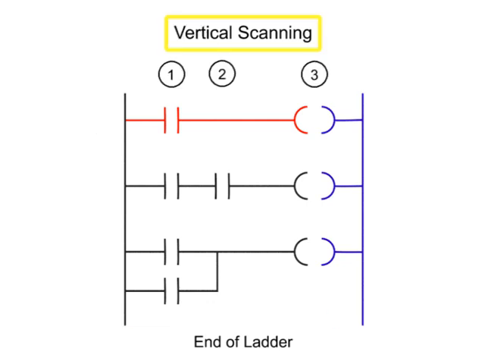Vertical scanning, on the other hand, examines the input and output instructions from the first command, vertically, column by column, and left to right.